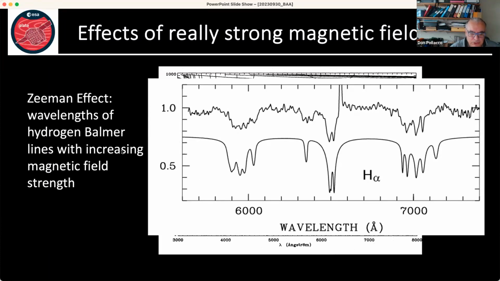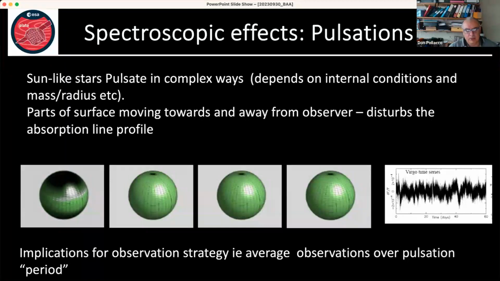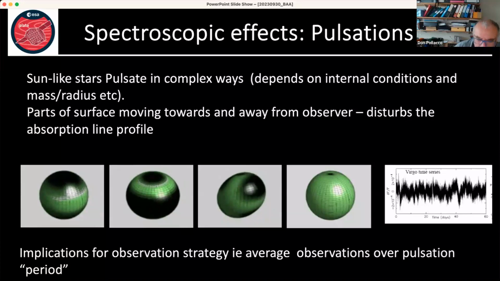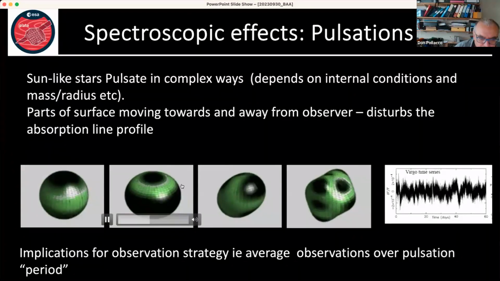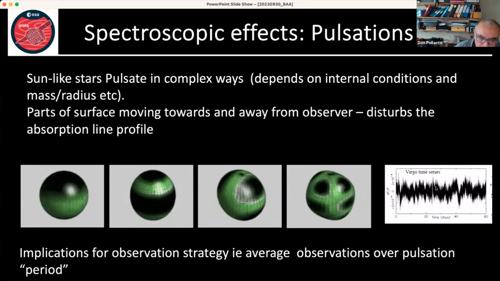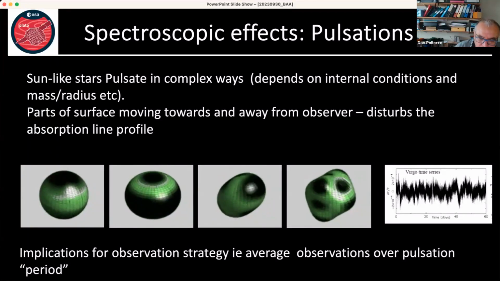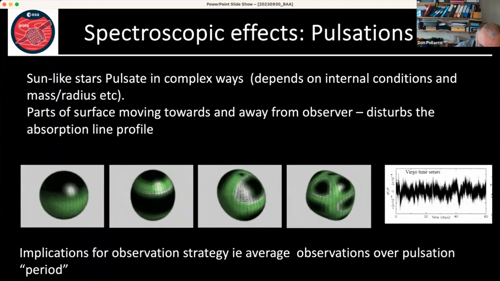So magnetic fields are really important, and if it's very magnetic, the activity is really high and makes everything much more complicated. Another issue that we have to be careful about is pulsations. So stars pulsate, the sun pulsates, with very small amplitude. This is the VIRGO time series, the sun's brightness, and you can see all this noise in here is because of these pulsations that are going on in the sun. The amplitudes of these are small, but they make an observable effect.